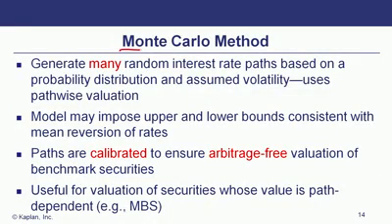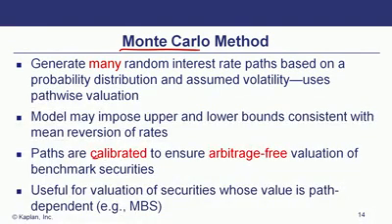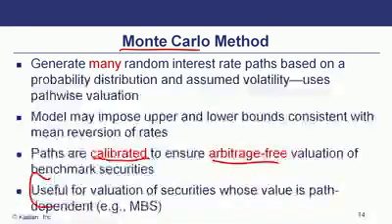In the case of Monte Carlo, instead of just a couple of paths, we're going to generate many interest rate paths, maybe 10,000 paths, and then we're going to do some magic with the interest rates. So we may impose upper and lower bounds that are consistent with mean reversion. But in the end, we're going to calibrate our paths to make them arbitrage free. And we're going to do the valuation of a security. And it's going to be the average of the value along each path.